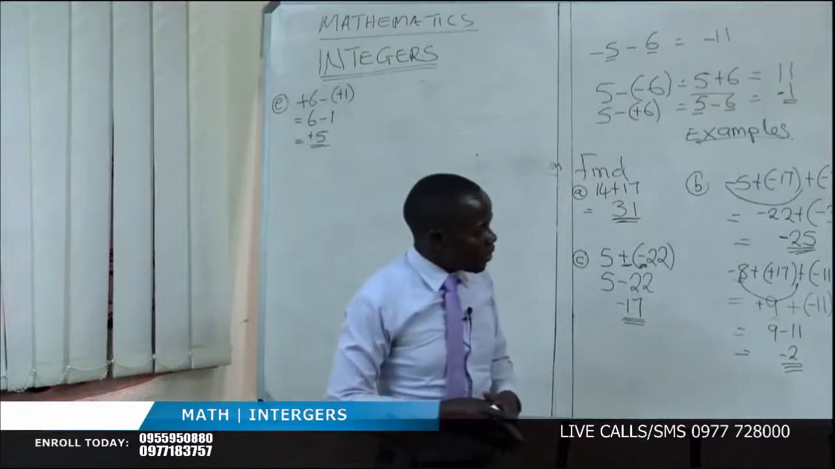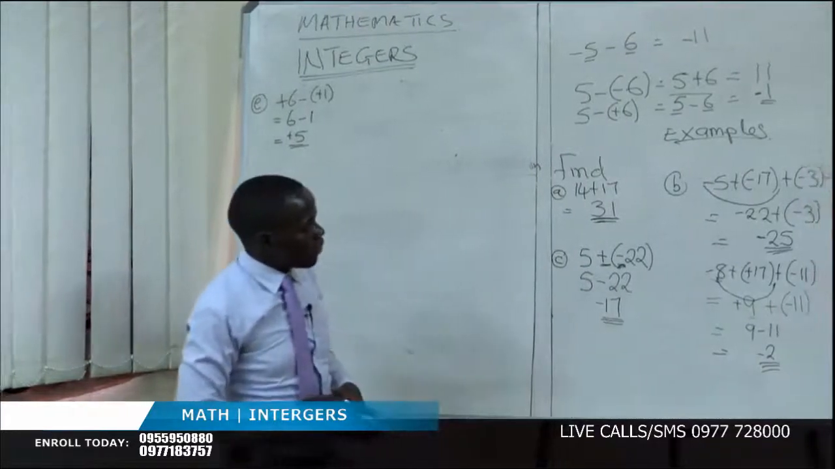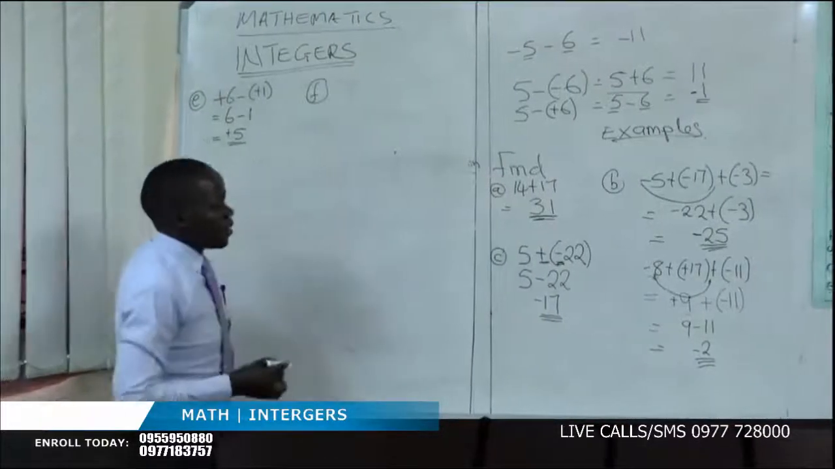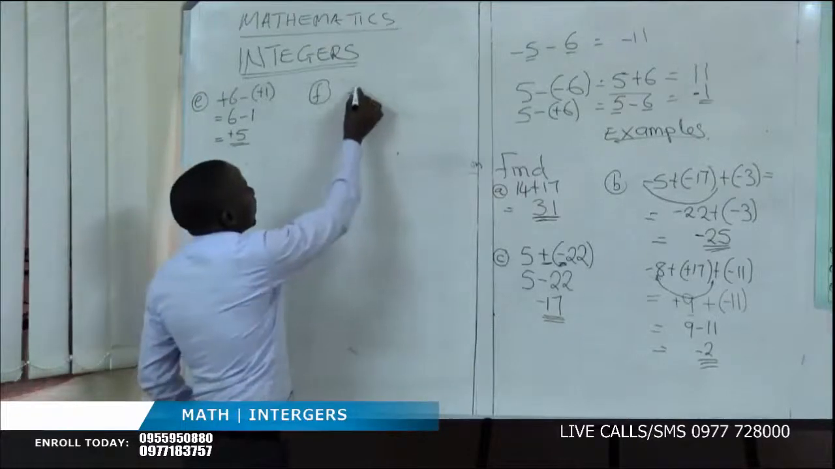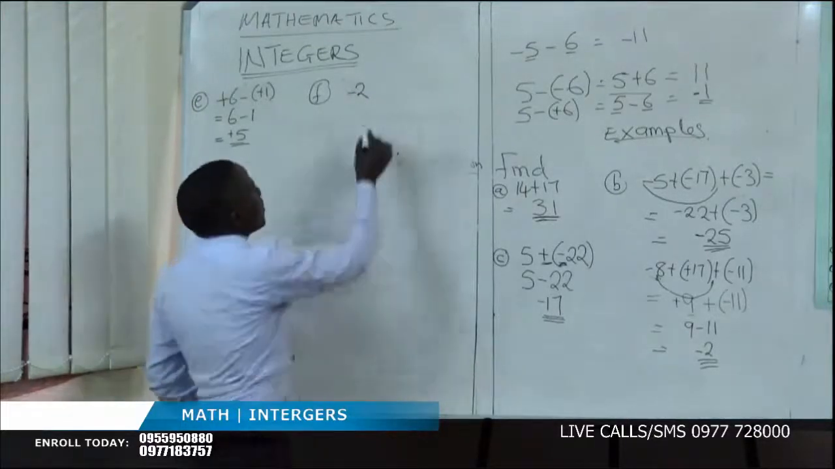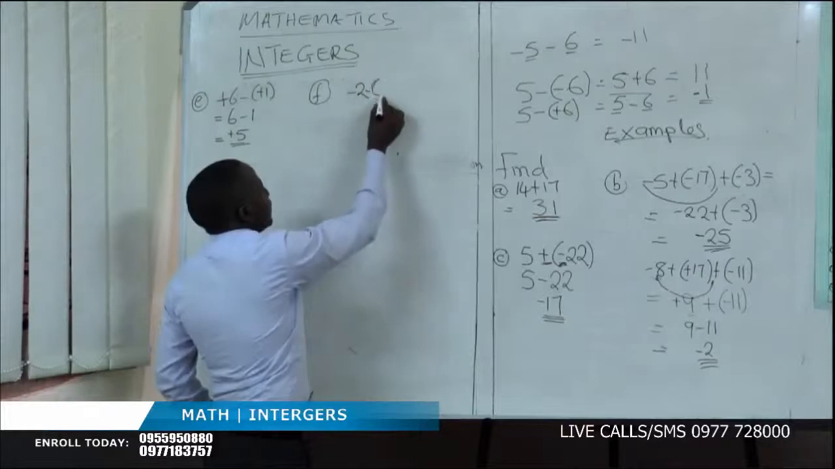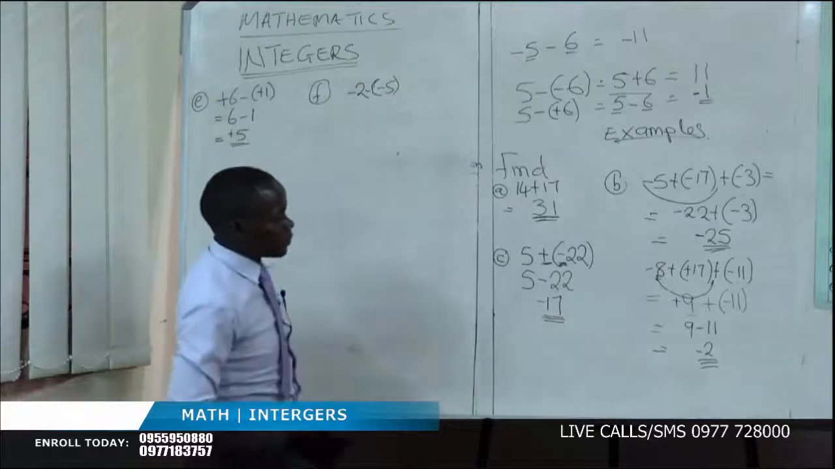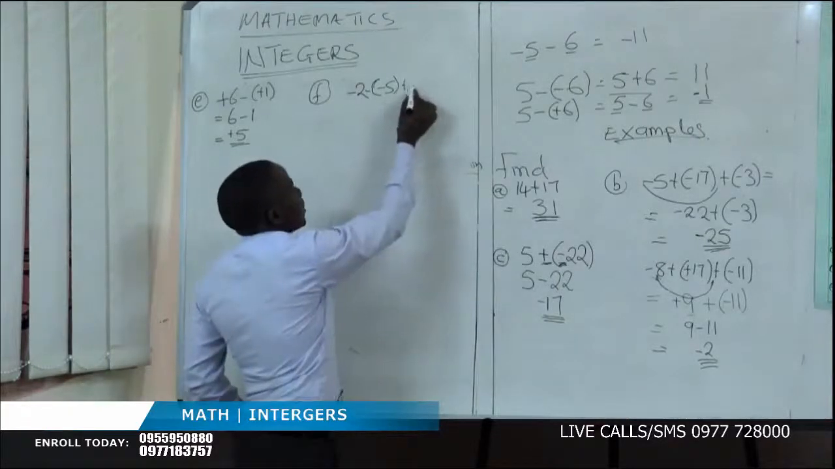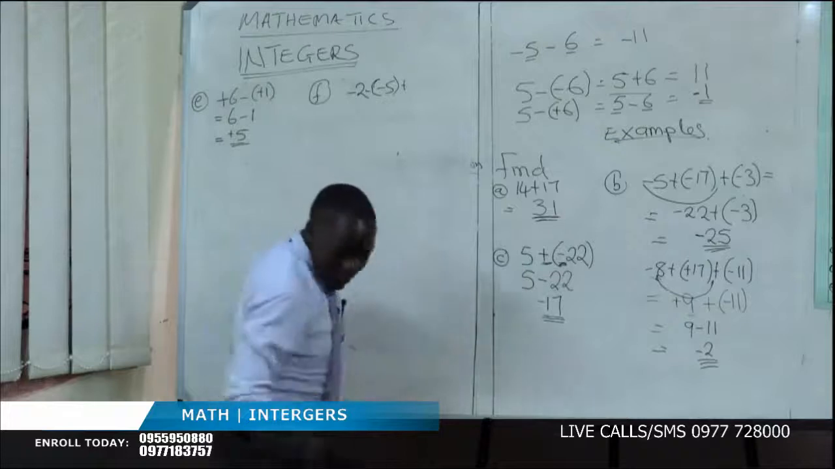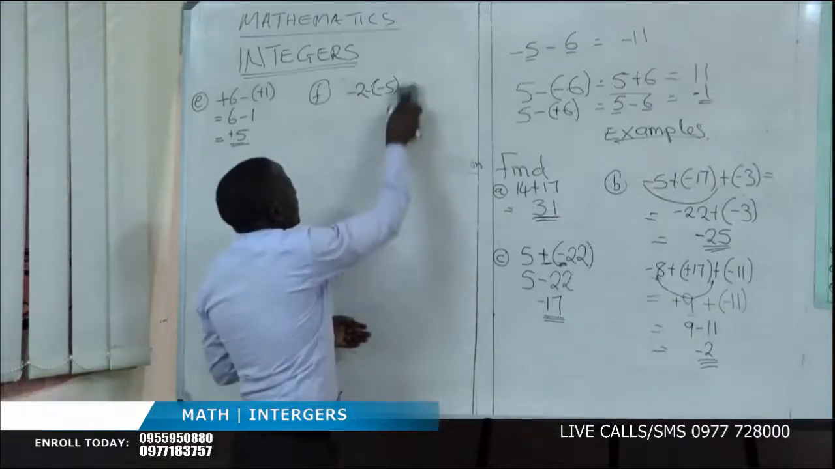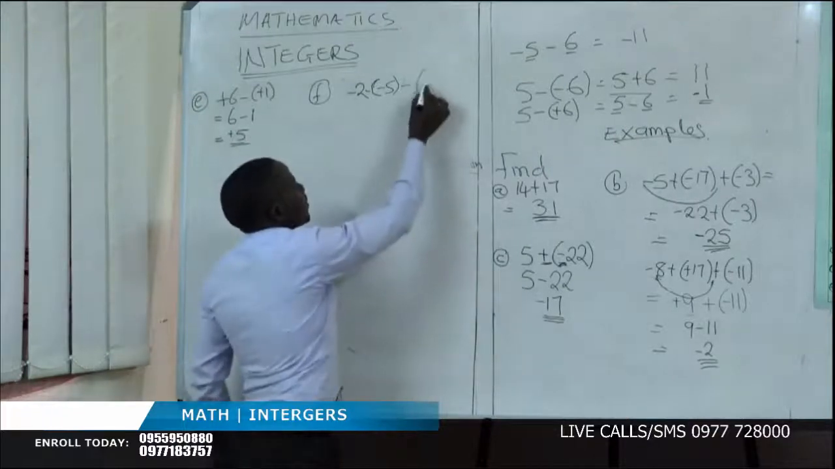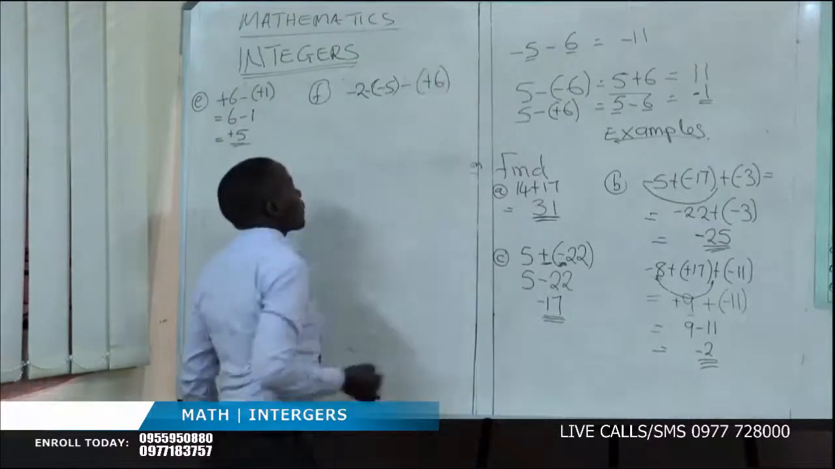Let's go to our last example. Our last example, which is negative 2 minus negative 5 plus, okay, you have got negative there rather, minus positive 6.